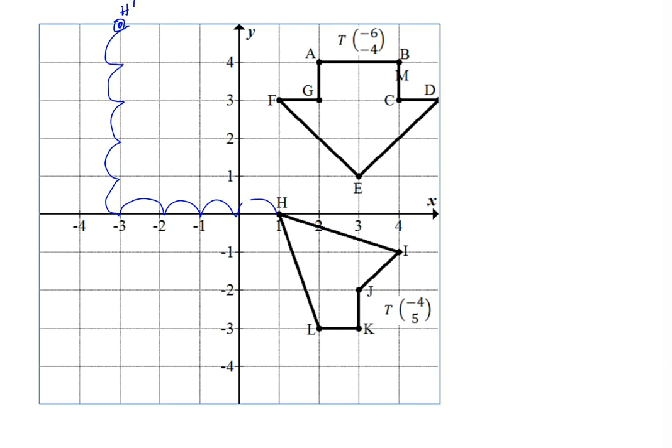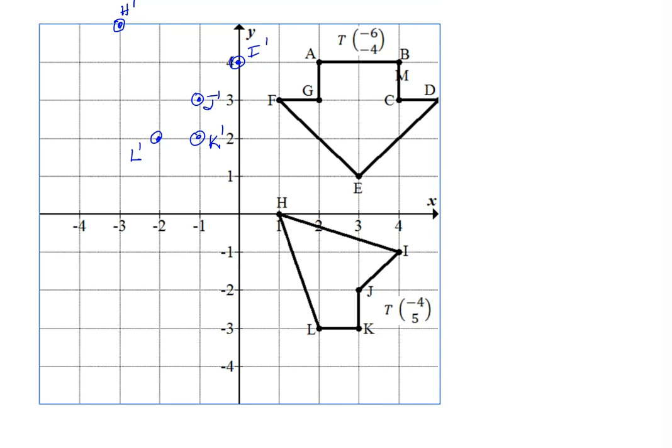As before, all vertices on the object are going to be moved 4 units to the left and 5 units up. So let's move 4 units to the left, 1, 2, 3, 4, and 5 units up, 1, 2, 3, 4, 5. That would mean the new position of I would be here. I prime. If we do that for all the points, J would end up here. J prime. K would end up here. K prime. And L would end up here. L prime. Use a ruler to connect the shape.